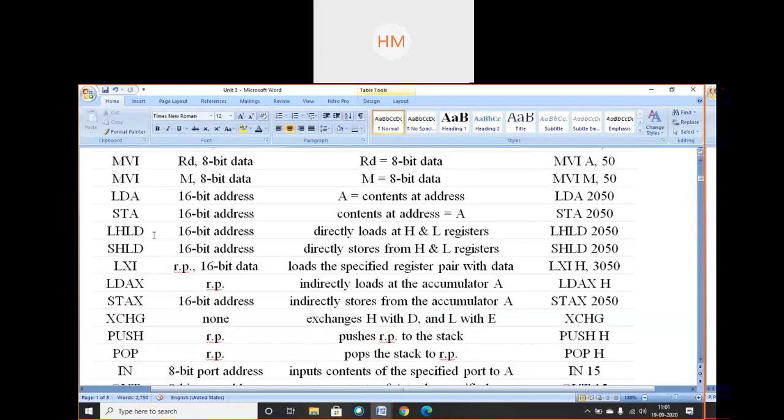Then LHLD. What will LHLD do? Load the HL pair with the data at the address mentioned in the instruction.